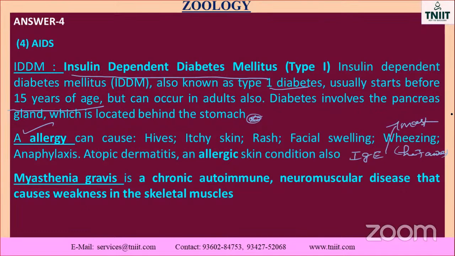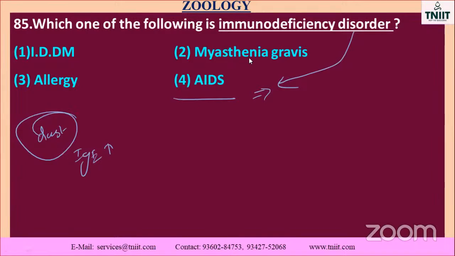All those things. Myasthenia gravis is a chronic autoimmune neuromuscular disease that causes weakness in the skeletal muscles only. So don't forget this part, my dear students. So which one is the correct answer? No, AIDS is the correct one.